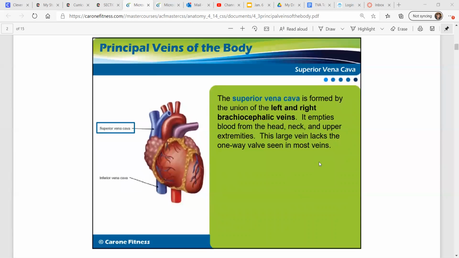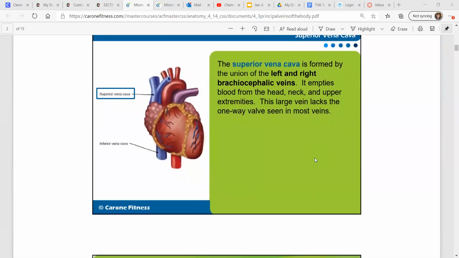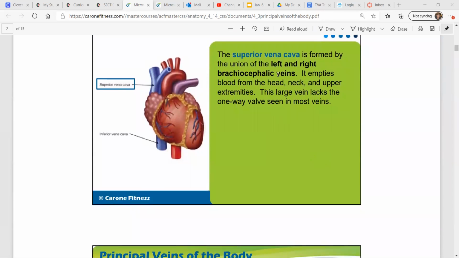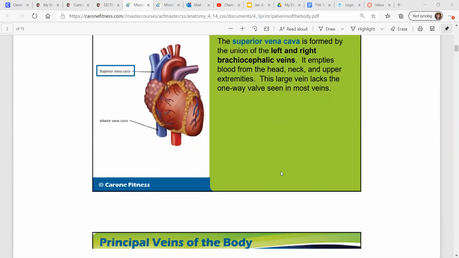This large vein lacks the one-way valve seen in most veins. So that's important to note. Most veins have a valve. The superior vena cava does not.